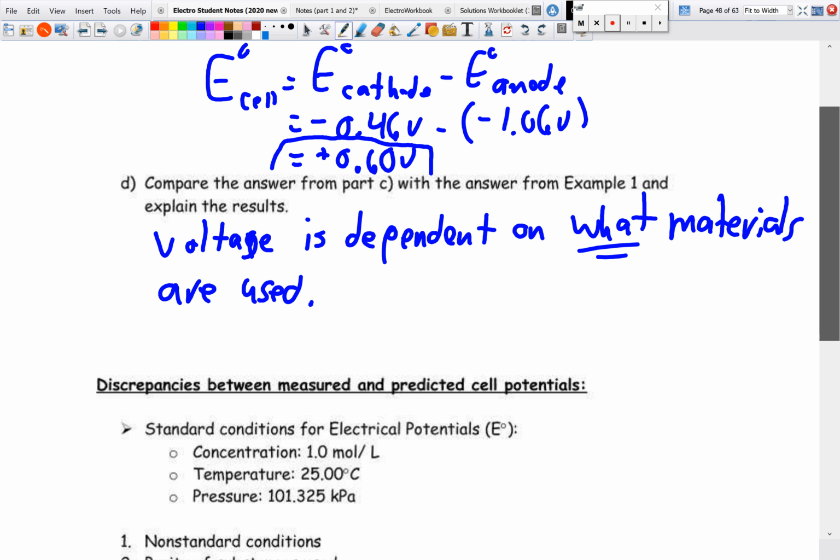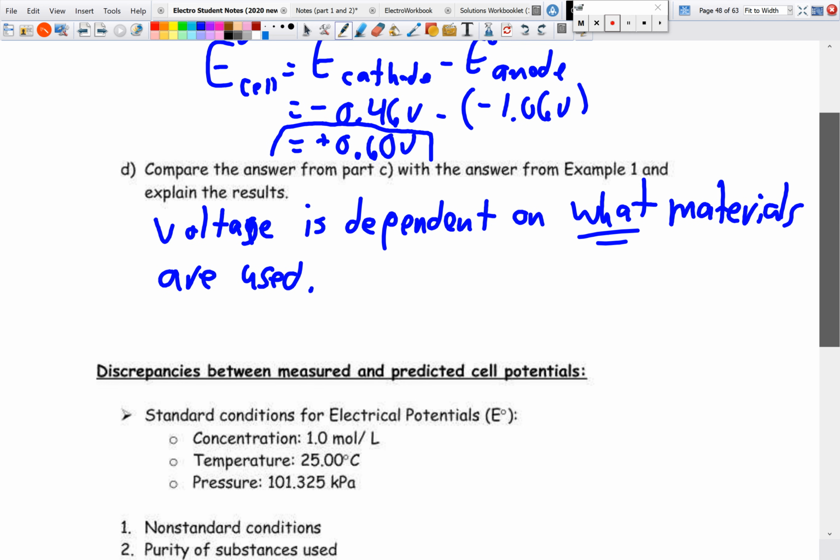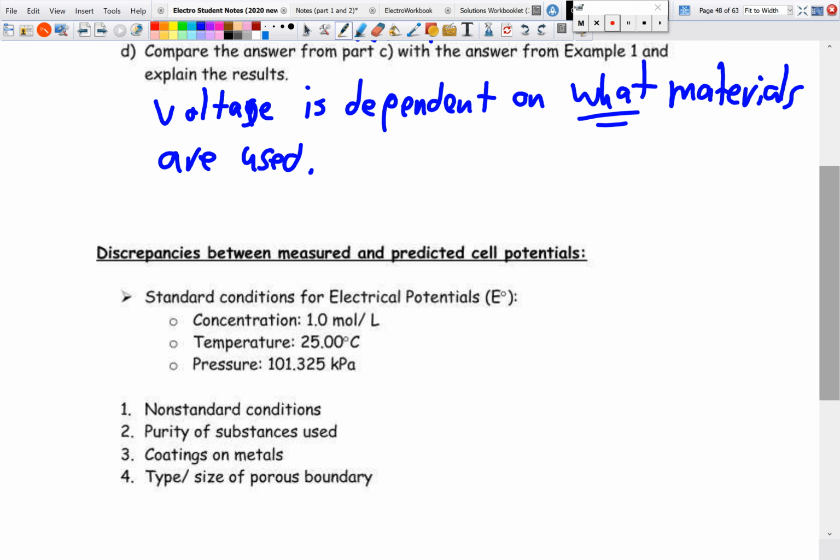Now, normally we do a lab with these as well, but obviously we don't have that ability right now, where we have different electrodes and electrolytes and we get to play with them and see if we get close to the potential or not. And a lot of the times you don't. And there's a bunch of different reasons. Of course, we always assume standard concentration, so 1 mole per liter, 25 degrees Celsius, and pressure of 101.325 kPa.